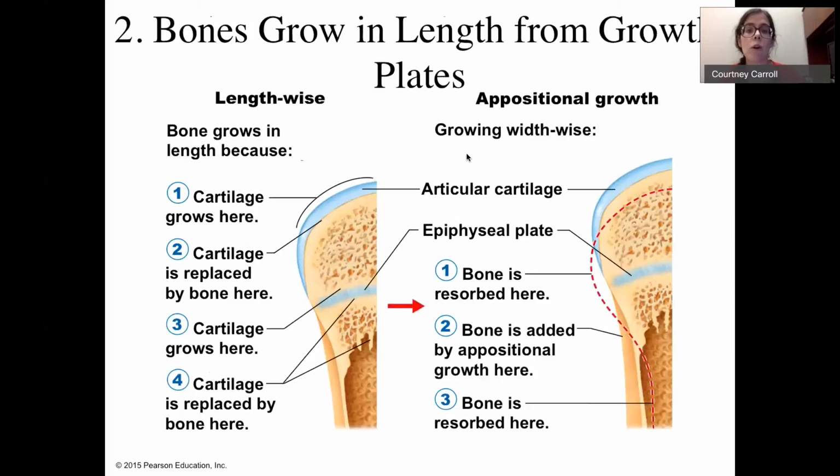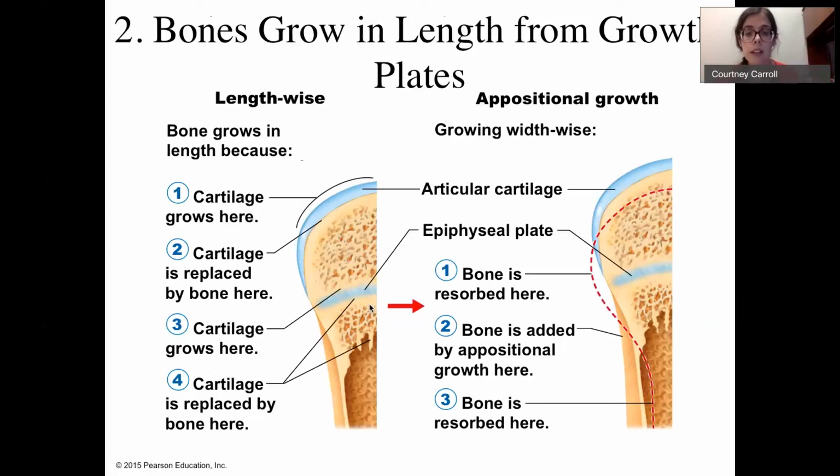Bones can also grow lengthwise during our childhood. So they grow lengthwise. We're going to add more cartilage to the end of our bones, both proximally and distally, and then we'll replace the cartilage on the inside. So we'll add cartilage to the outside and replace it with bone on the inside. And the same thing happens at that epiphyseal plate. We're going to add cartilage to the proximal end here, and we'll replace it at the distal end with bone. So we're moving the line up as our bone grows.